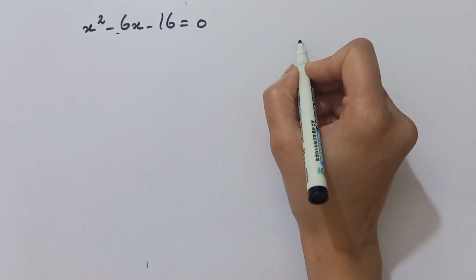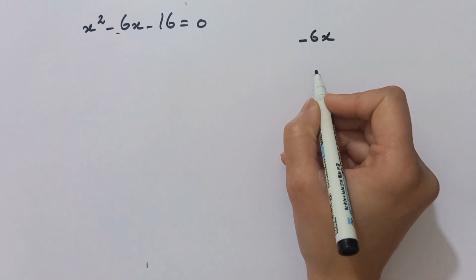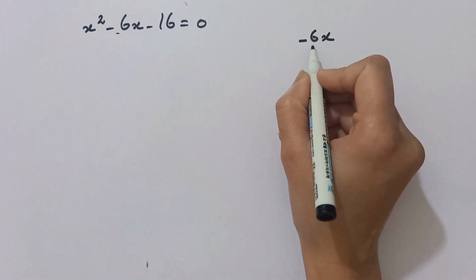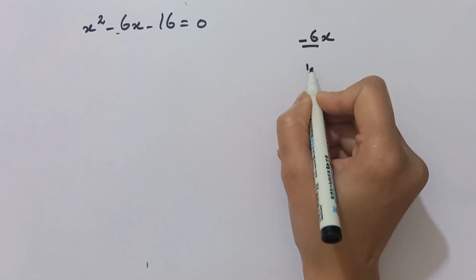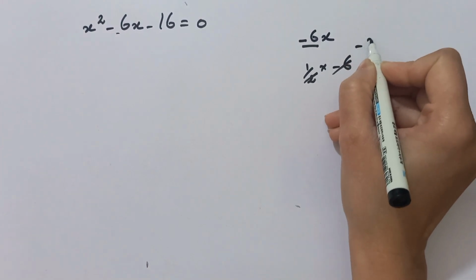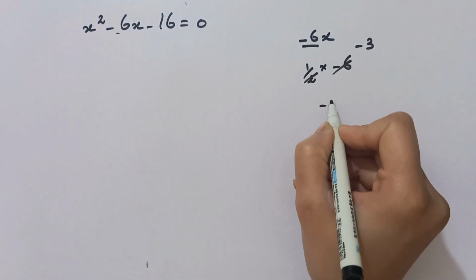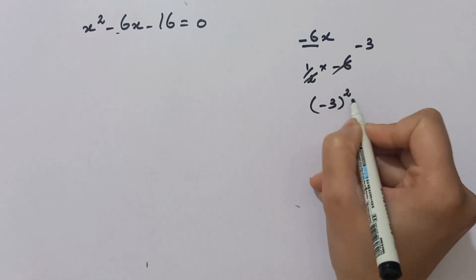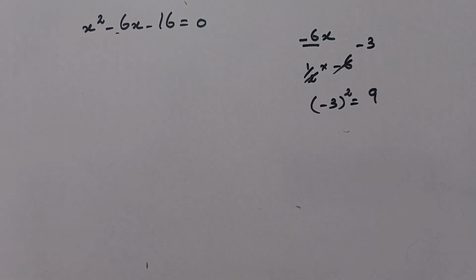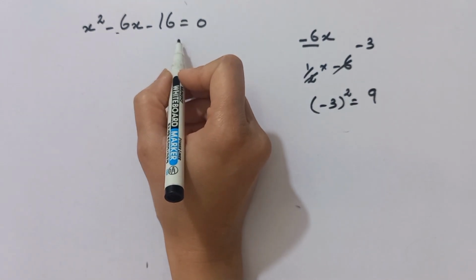Now let's see. We have minus 6x, and the coefficient of minus 6x is minus 6, and half of minus 6 is minus 3, and the square of minus 3 is 9, and it is not 16. So this equation is not a perfect square.